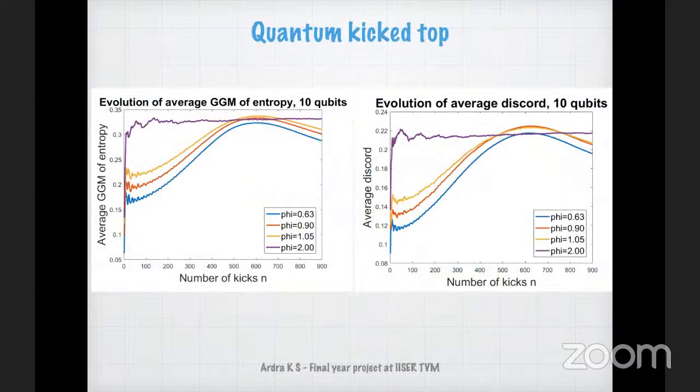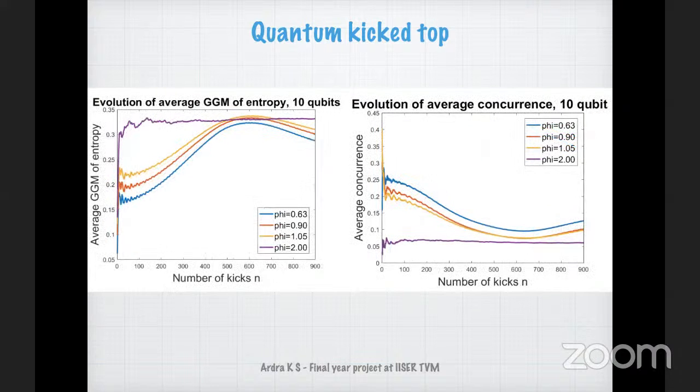Over many trials and many initial states, you can compute the average GGM and the average discord, and we see that they follow each other quite closely. We have shown both regular as well as chaotic dynamics here. The purple trace is the chaotic case, where both GGM and discord take on a maximal value right after the dynamics start and stay there. In the regular regime, for other values of kappa, the non-chaotic cases, they go up and down along with each other.